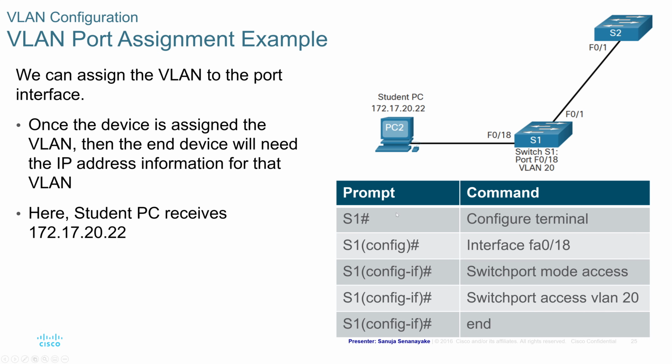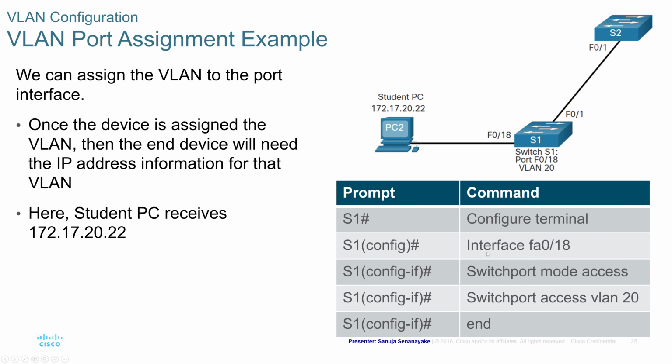and that will be assigned to that particular end device so that it can communicate across this network. So in this case, we enter the configuration terminal, and we have in this example FA0/18, because FA0/18 is the port or the interface that is being used by this end device, the student PC, which we are trying to configure. And we're going to enter the command switchport mode access, because this is an end device and it is using the access mode to access that VLAN. And then switchport access VLAN 20.